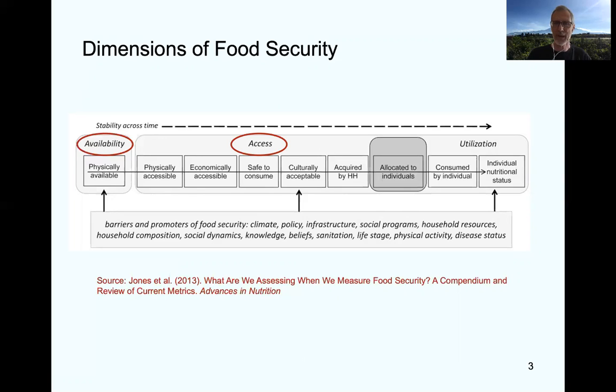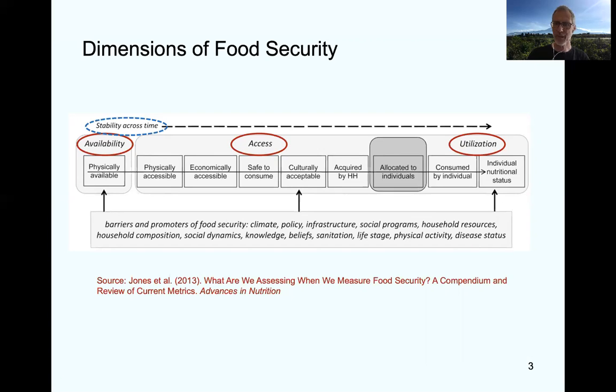Often that's looked at more at a household level. And then within a household, once food has been acquired, it's allocated to individuals. And that leads to outcomes such as individual nutrition status that are often referred to by the term utilization. And then one of the other dimensions that is a little bit more difficult to capture is really this idea of stability across time, which implies that for each of these different dimensions of food security, a household or a community or a region or a nation is able to meet certain standards for availability, access, and utilization across time.